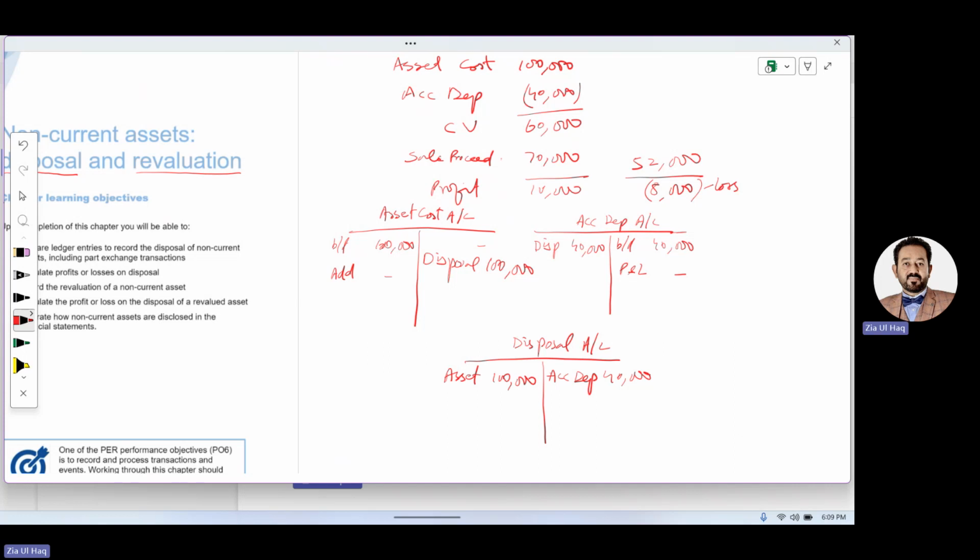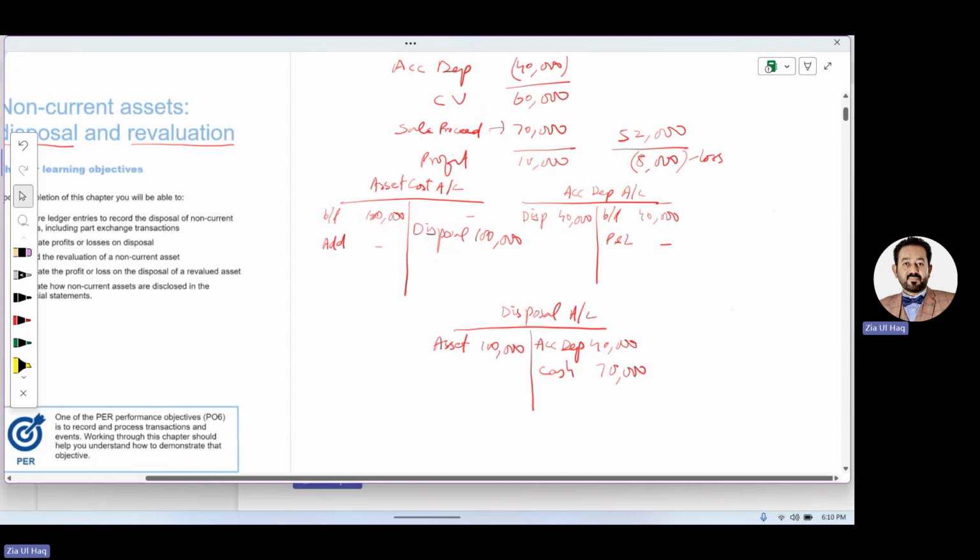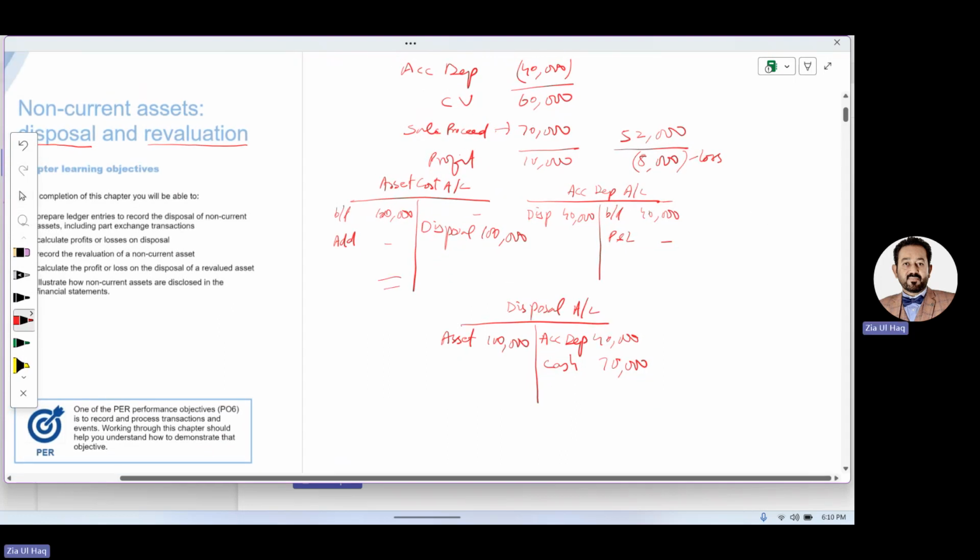The cash we received at the time of disposal, how much have we received? 70,000. Is cash coming in or going out? Coming in. This means cash will be debited and disposal will be credited, 70,000. And then this account is tallied and finished.